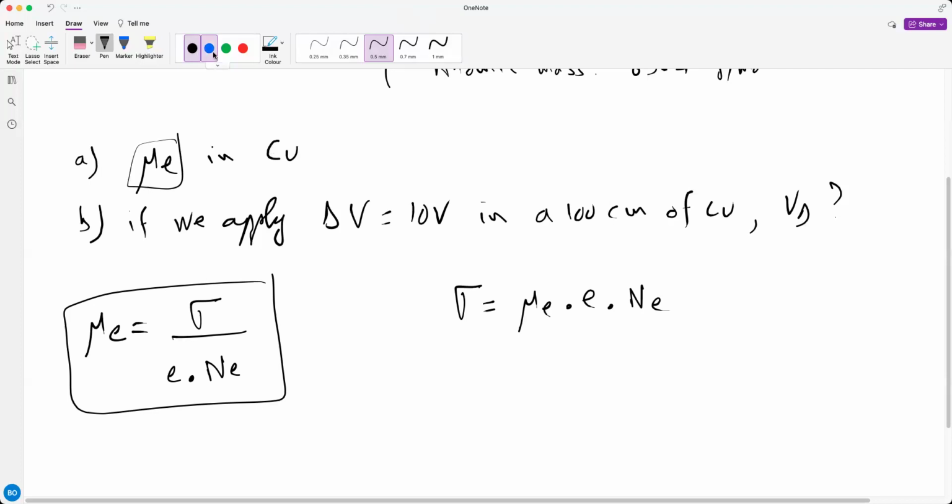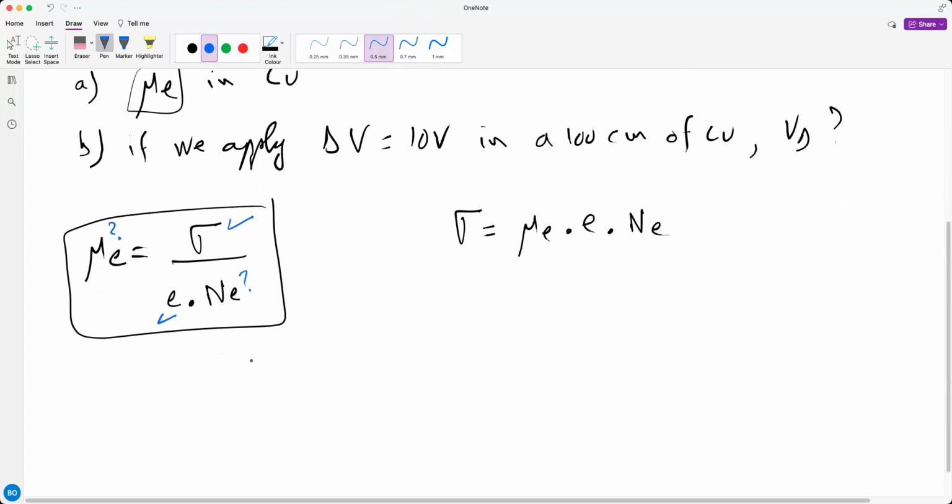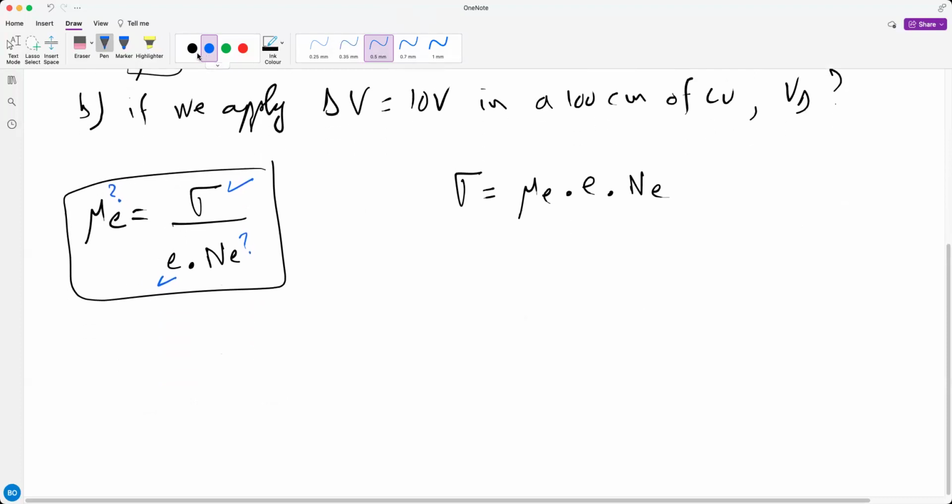Okay, so now, question for you. I want to calculate the mobility. I have the conductivity. I have the electron charge, 1.6 times 10 to the minus 19. I don't have this, and I don't have this. In order to calculate the mobility, I have to calculate the number of electrons. What is the number of electrons? The density of electrons is the number of electrons divided by volume, per volume.